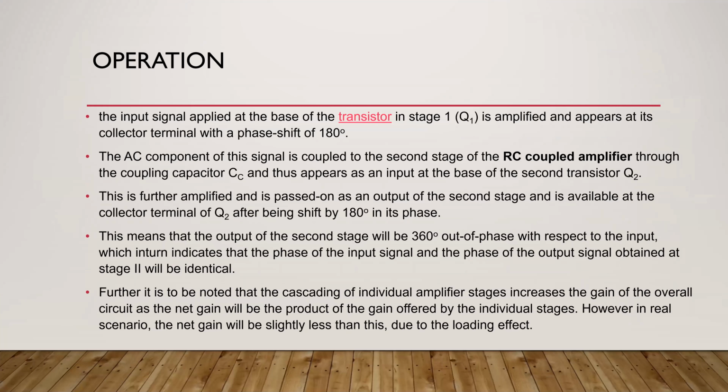This is about the RC coupled amplifier. The main drawback of the RC coupled amplifier is the loading effect. If the loading effect is more, the overall gain is very, very less. The loading effect can be overcome by different configurations, that is, transformer coupled or direct coupled, which I am going to explain in later classes. But now I will explain only RC coupled here.